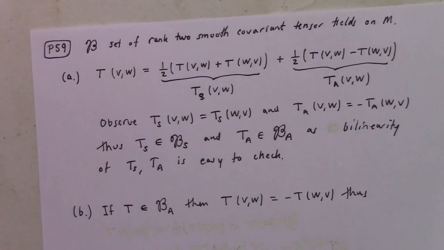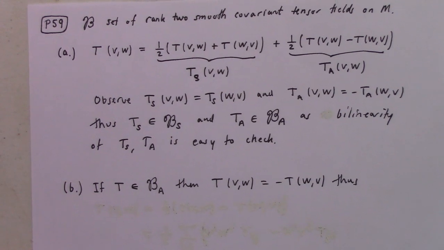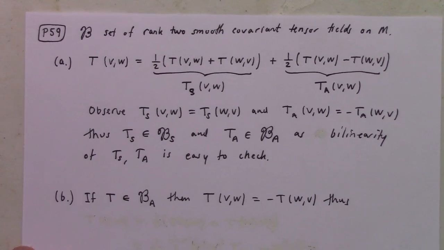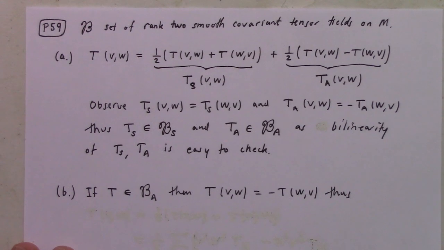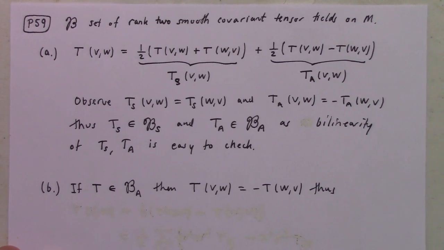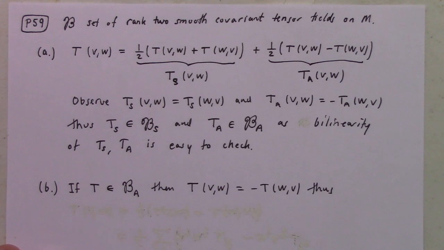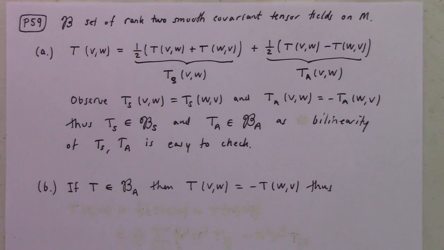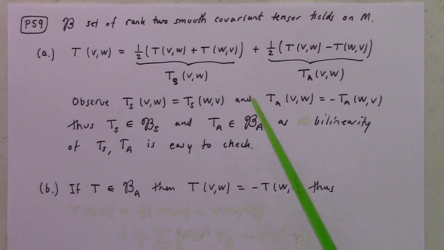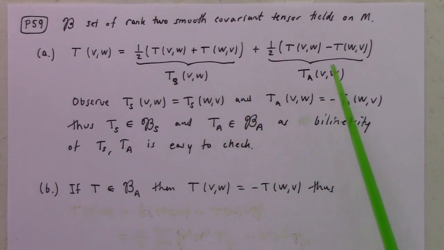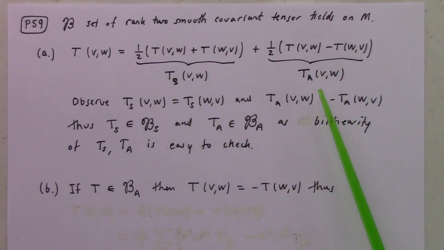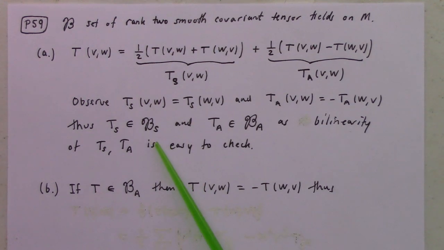I don't know. Maybe. You got this set of rank 2 covariant tensors. So question A asks you to decompose that rank 2 tensor into a sum of a symmetric and an anti-symmetric tensor. And so this is the standard trick. You can write that plus that, and of course you just added 0, and this is symmetric, and that's anti-symmetric. So in my notation for the problem, T_S is an element of B_S, and T_A is an element of B_A, and I'll let you guys check the bilinearity.